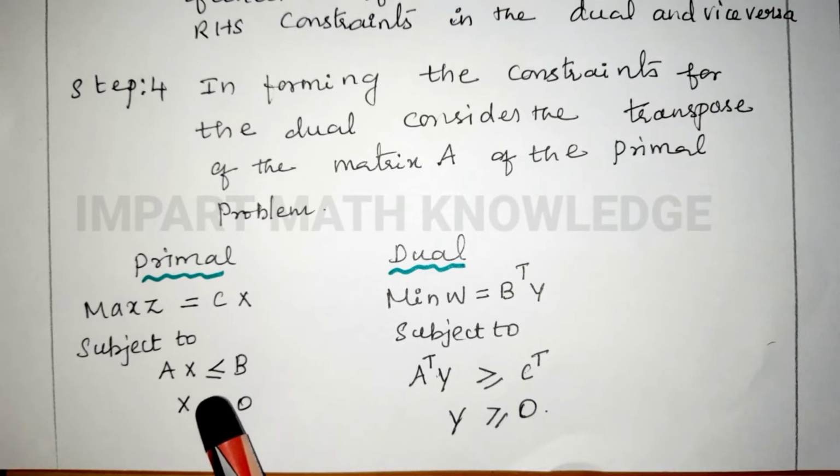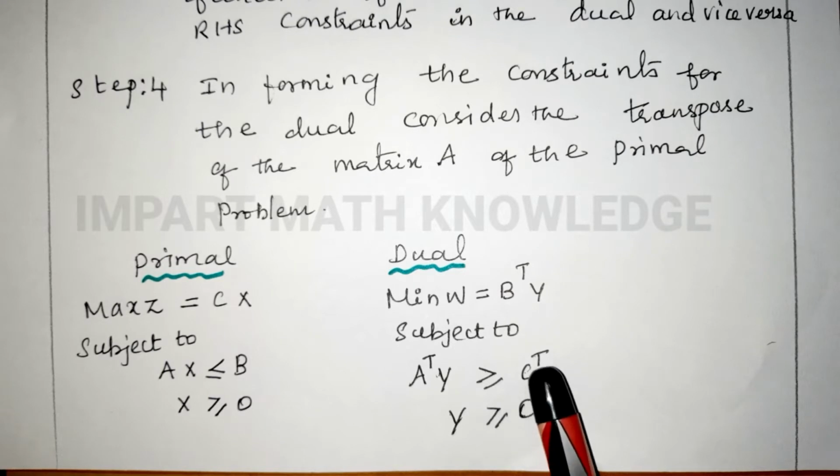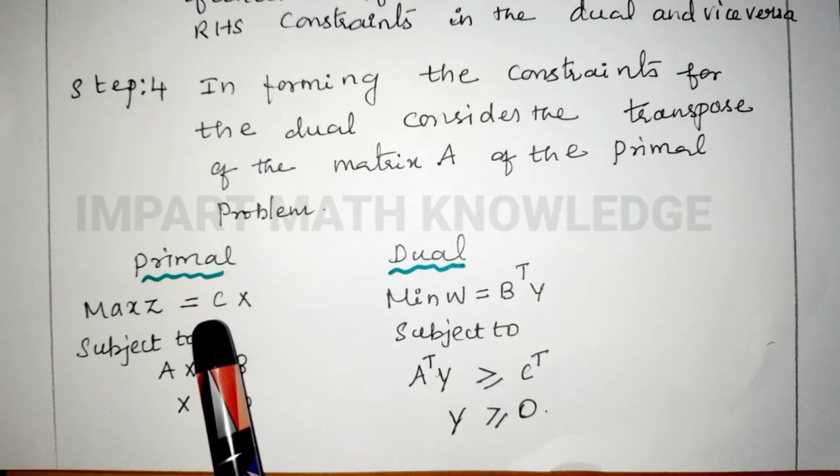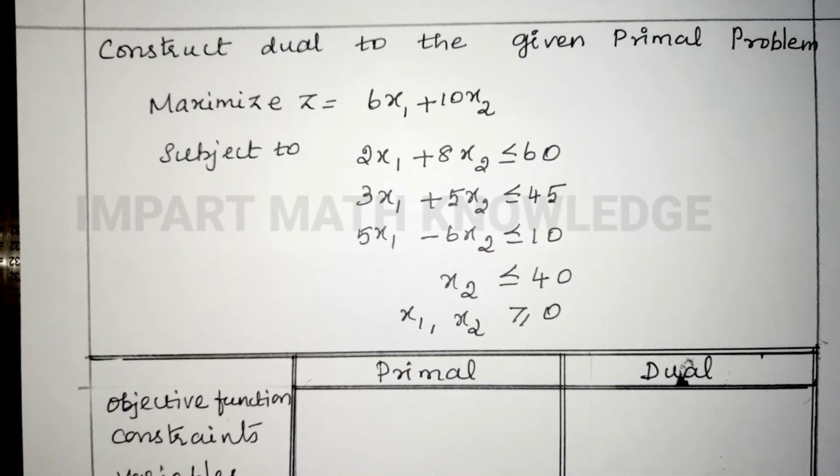If the primal problem has a less than or equal to symbol, then the dual problem has a greater than or equal to symbol. And the non-negativity condition is Y greater than or equal to 0. C transpose is nothing but the cost function; you have to take the transpose of the C matrix. Now let us move on to the problem.